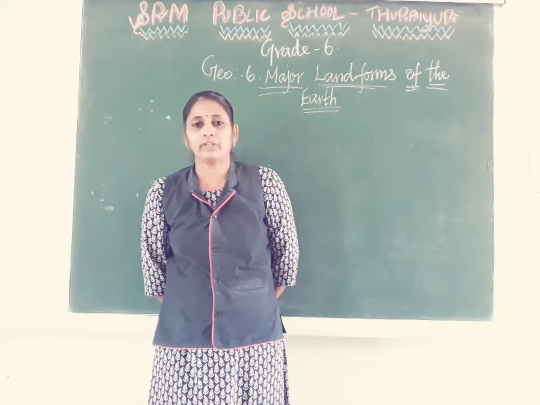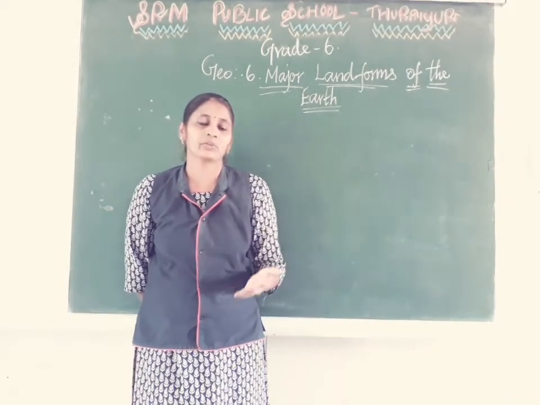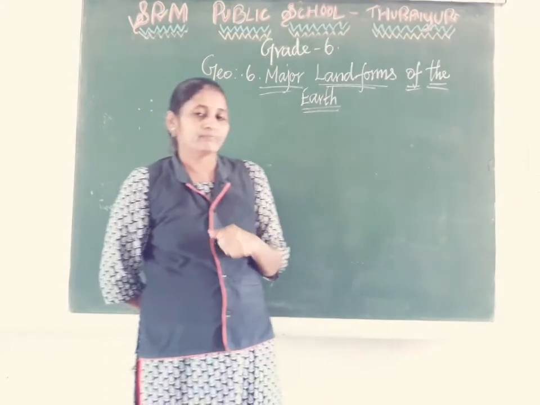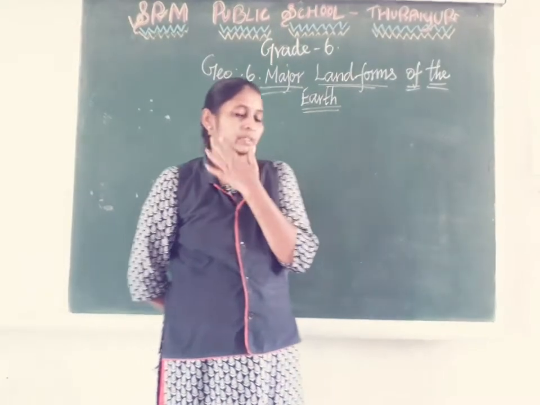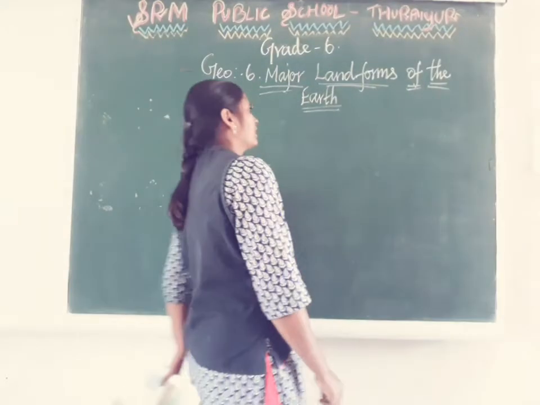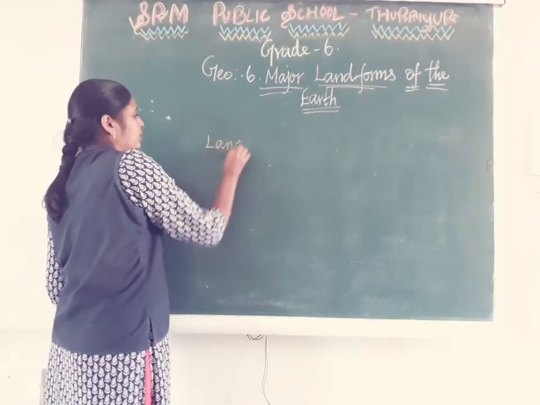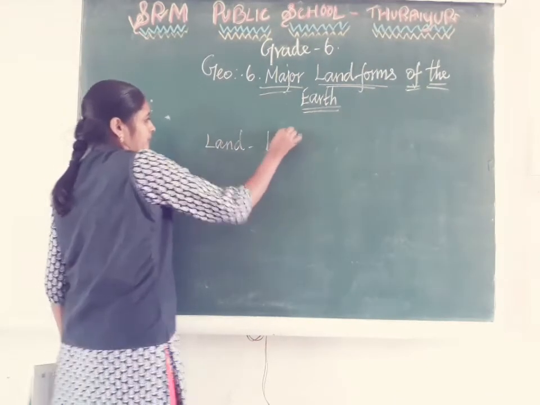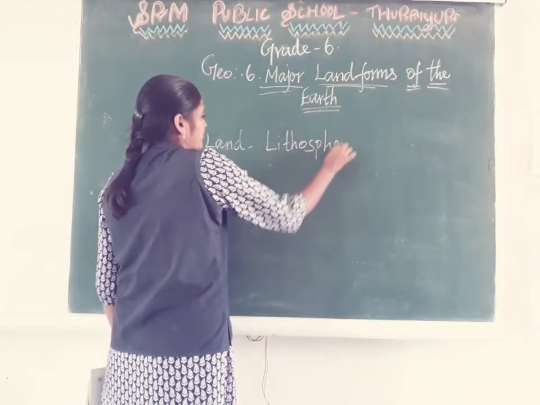you already know very well that in our earth we have four spheres: lithosphere, hydrosphere, biosphere, and atmosphere. Four spheres we discussed, right, in the previous lesson itself. The land where we are living is called the lithosphere.